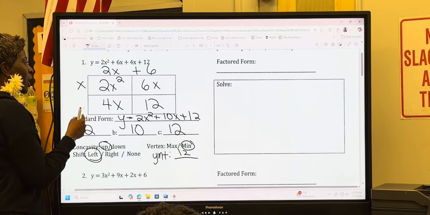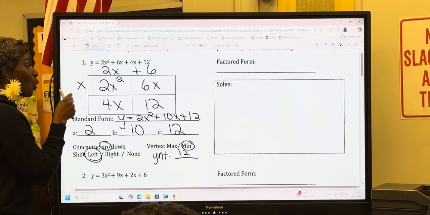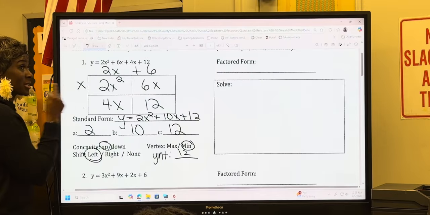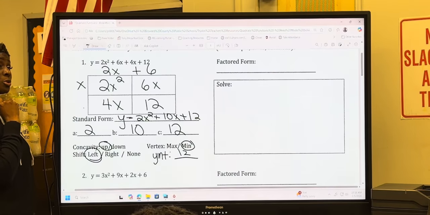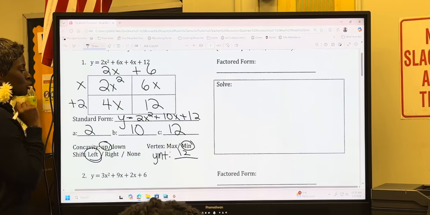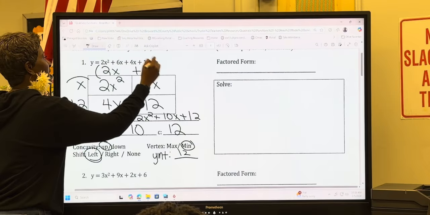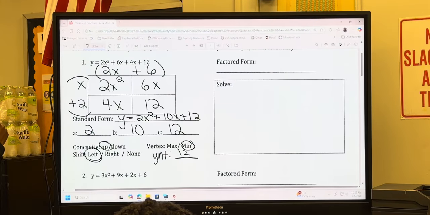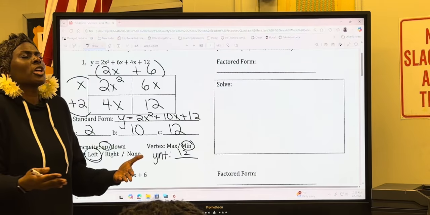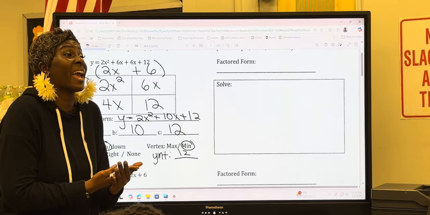Now I'm going here. 2x times what is going to give me 4x? What kind of 2? Positive 2. Now this is my second factor, and this is my first factor. Is everybody following? What are factors? They are numbers you multiply to get a product.